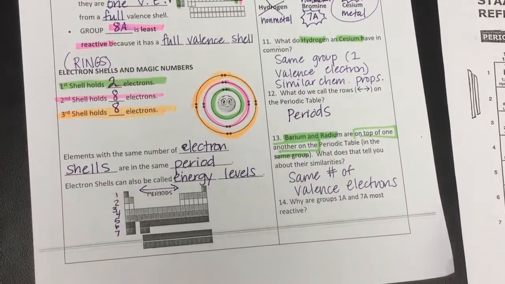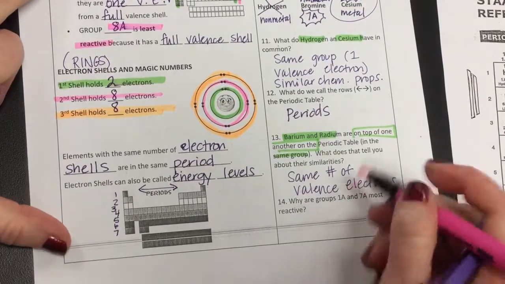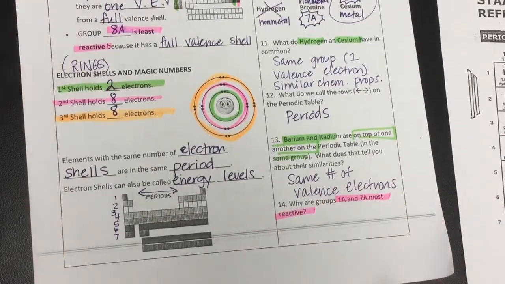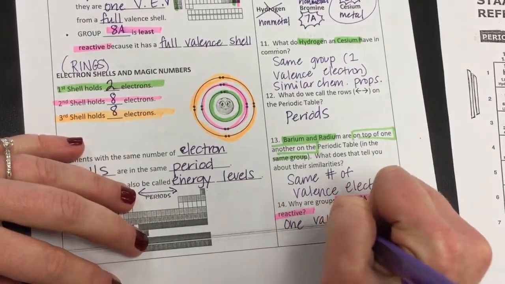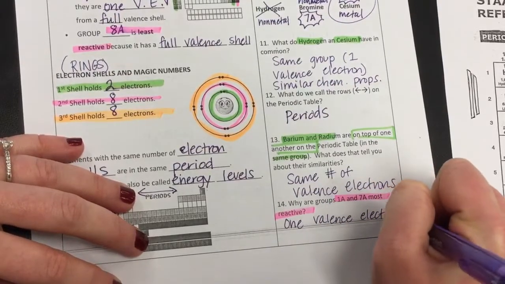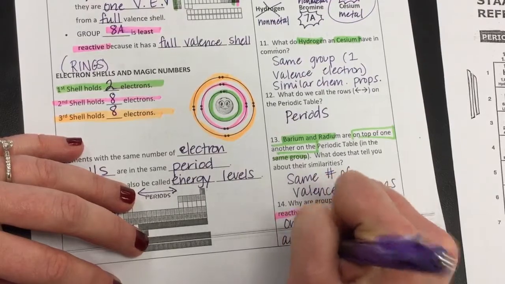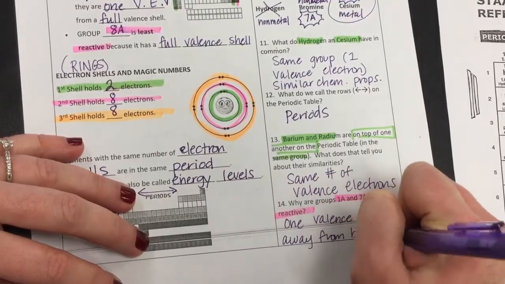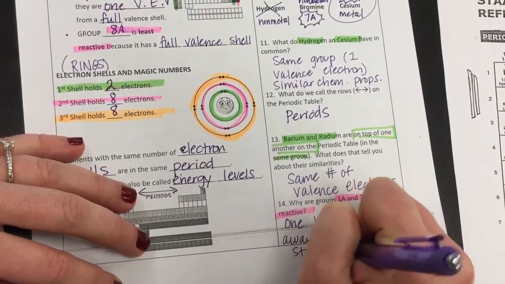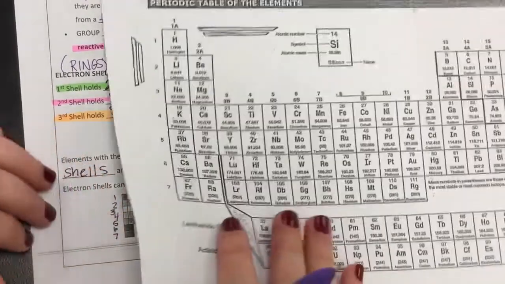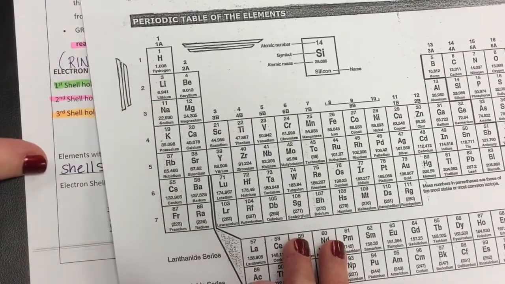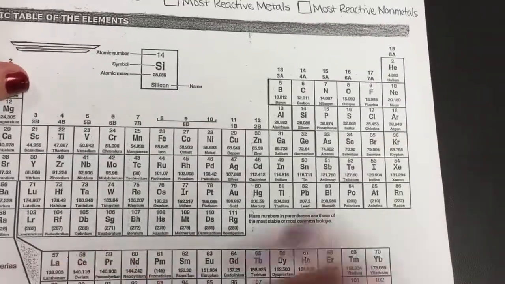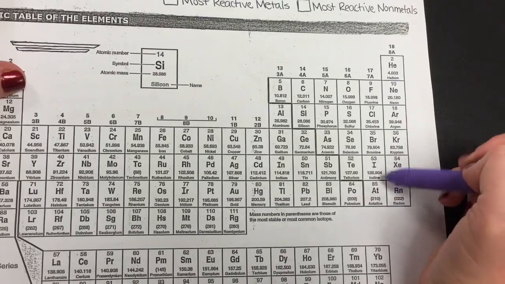Last one. Why are groups 1A and 7A most reactive? Go back to your notes if you need help. Group 1A and 7A are most reactive because they are one valence electron away from being stable. Group 1A can lose that one single electron, go down to its more inside shell, and it achieves stability. Group 7A can gain one single electron, and their outside electron shell will be full, maxed out at 8.